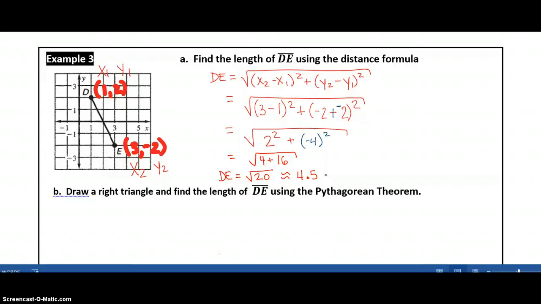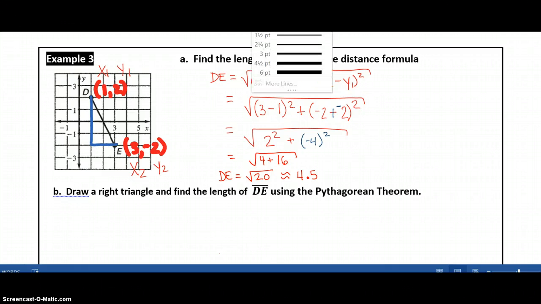Part B says to draw a right triangle and find the length of DE using the Pythagorean theorem. So we're going to do the same problem, just a different way. So let's create a right triangle first. DE is going to be the hypotenuse, so we need to draw in some legs that would create a right triangle.